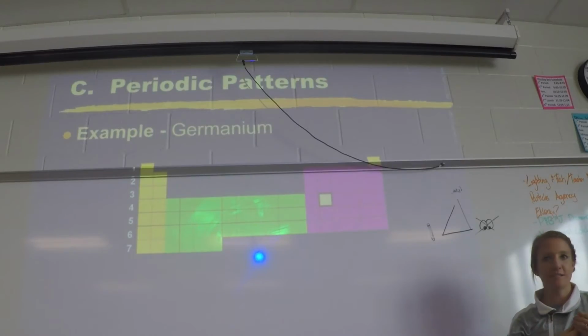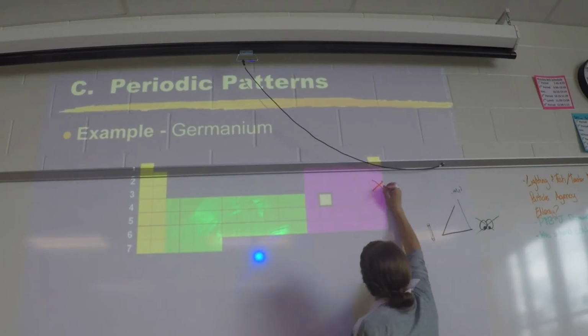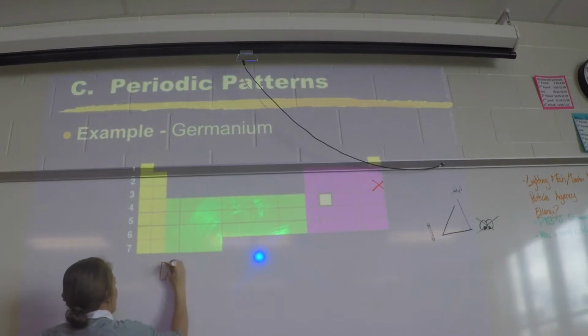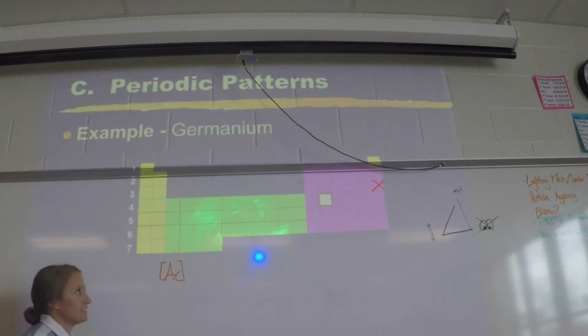Okay, ready? On the count of 3, say it out loud. 1, 2, 3. Argon. Good. So this is the one, which is argon. So we're going to write argon in brackets. Now this is the trickiest part with the shortcut.